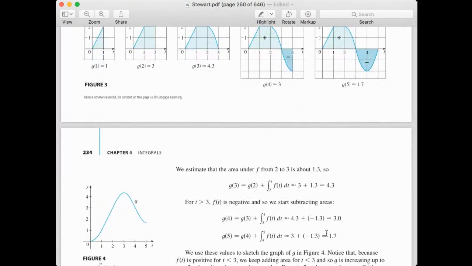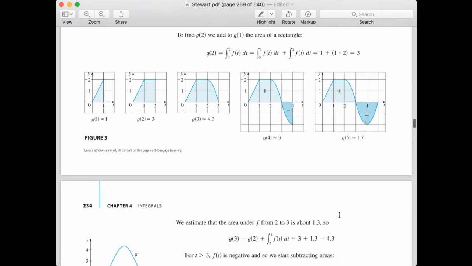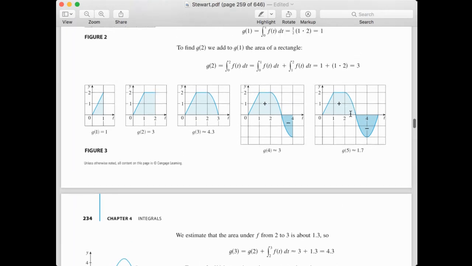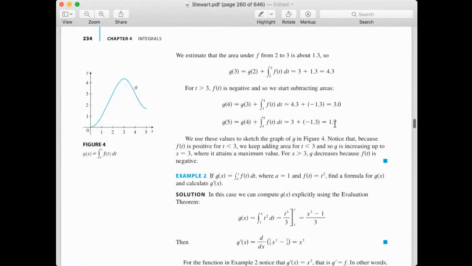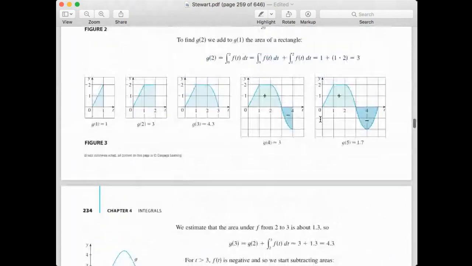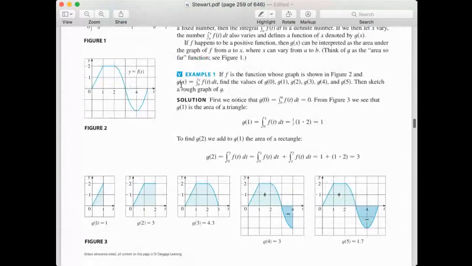Or g of 5. G of 5 will have this double, so down here, 2 times 1.3, but it's negative, so that's negative 2.6. Then minus 1.3. So in the end, we have 3 minus 1.3, which is 1.7. That's the use of the graph to understand this notation.